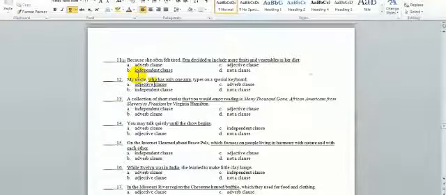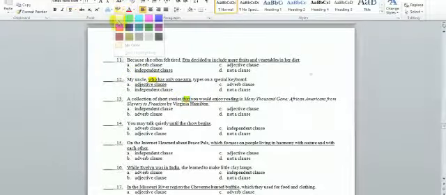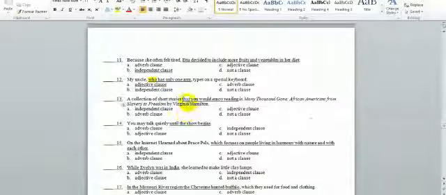Let's go to number 13. A collection of short stories that you would enjoy reading is Many Thousand Gone, African American, From Slavery to Freedom by Virginia Hamilton. So, the clause we have here started with that. That also is a relative pronoun. Then I will highlight it with the yellow again. And as in number 12, it is an adjective clause because it describes a noun. Short stories is the noun.